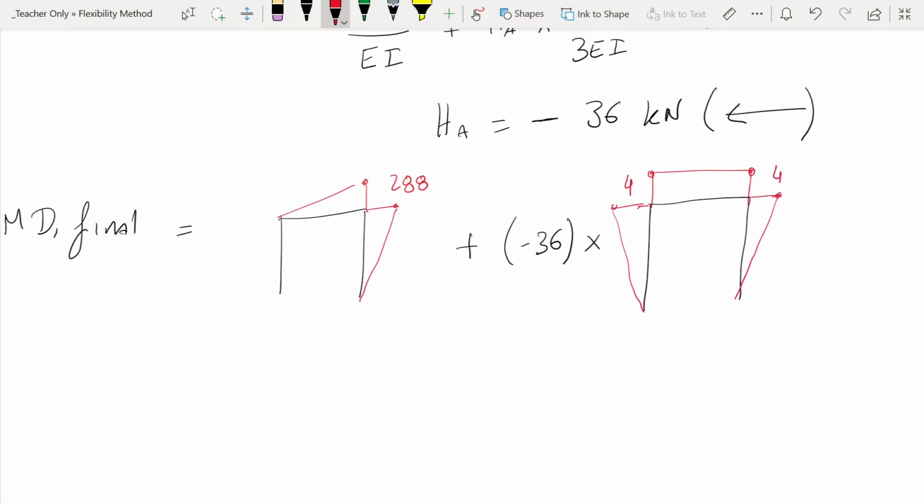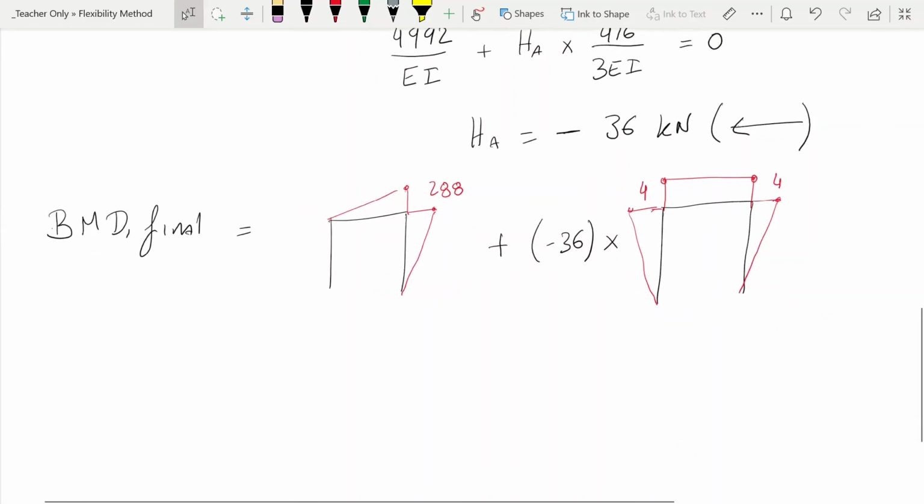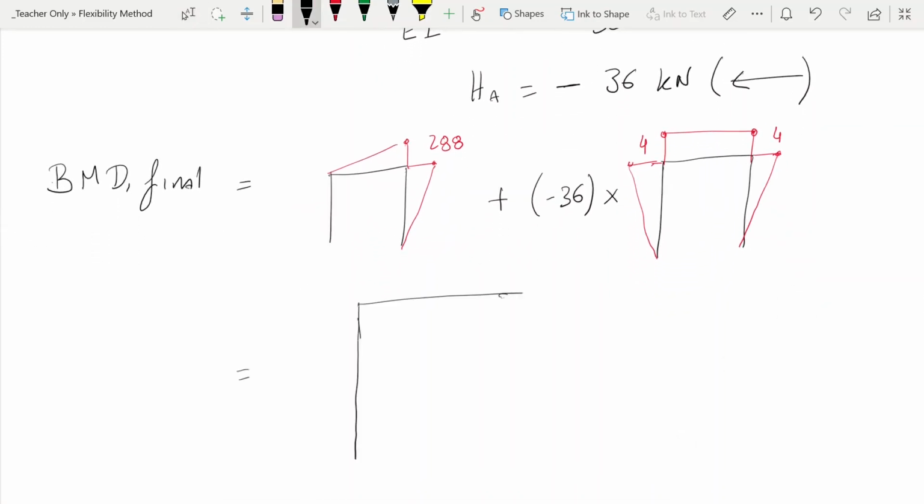So, okay, what does the minus 36 basically do to the diagram from structure 2? Not only scales it by 36, but also flips it around. So we have to be a little bit careful with this. Let's see if we can solve this straight away in this final diagram.